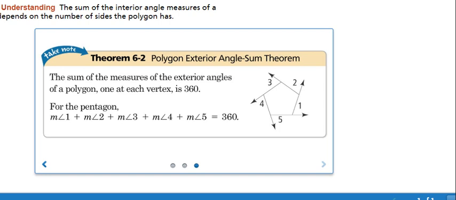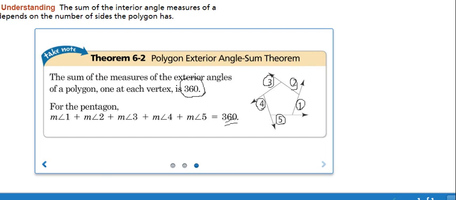So what's really cool is that when we take each of the exterior angles and add them together, they are always going to equal 360 degrees. So if we add up these 5 right here on this pentagon, all of these are going to add up to 360 degrees. It doesn't matter if we have a hexagon, pentagon, triangle, quadrilateral, any type of polygon, when we take the exterior angles and add them together, they're always going to equal 360 degrees.